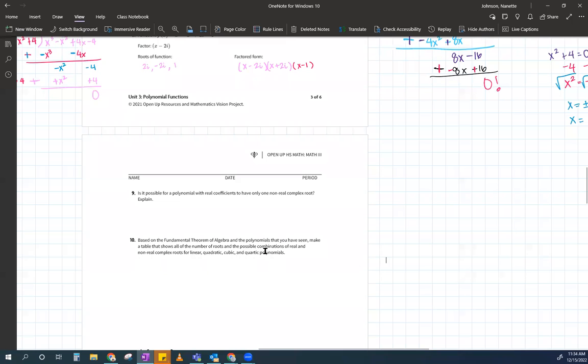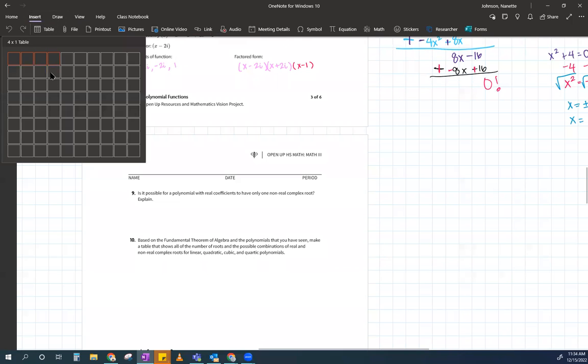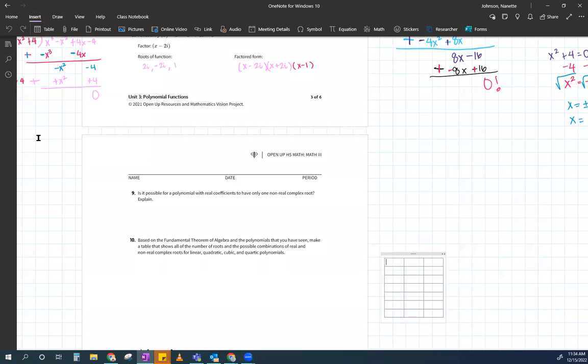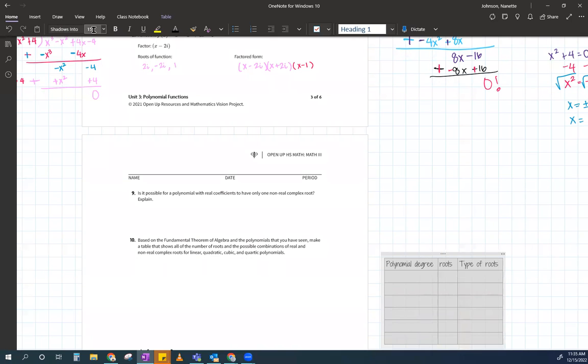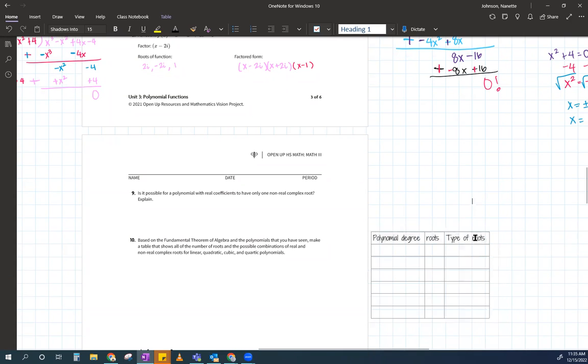Well, maybe I should make this table real quick just so that we see. I think it's going to be like this. So here, this is going to be polynomial degree. This is going to be roots, type of roots. Okay, I just want it to be bigger. All right, so the type of roots, right?